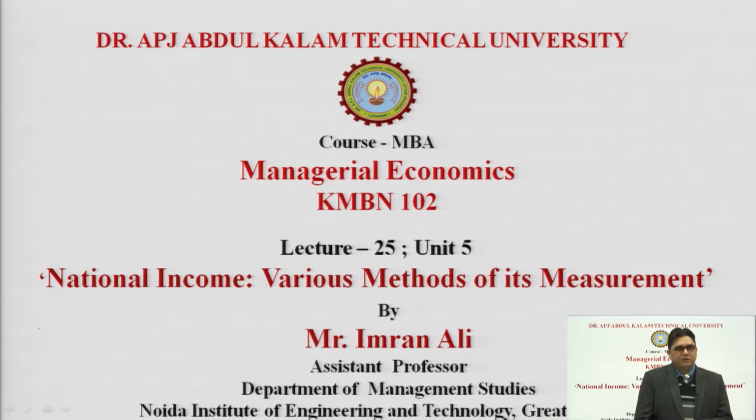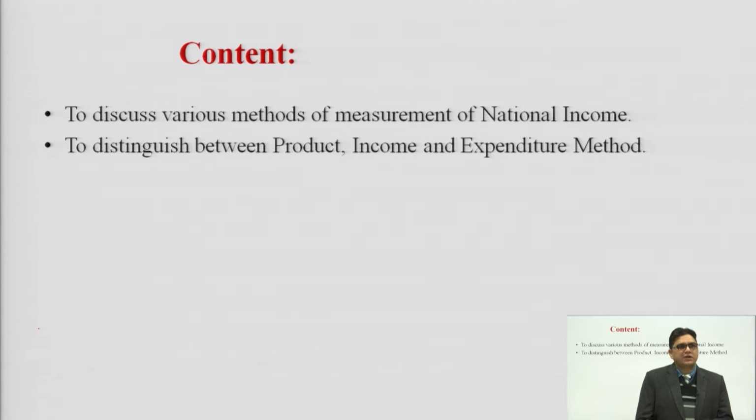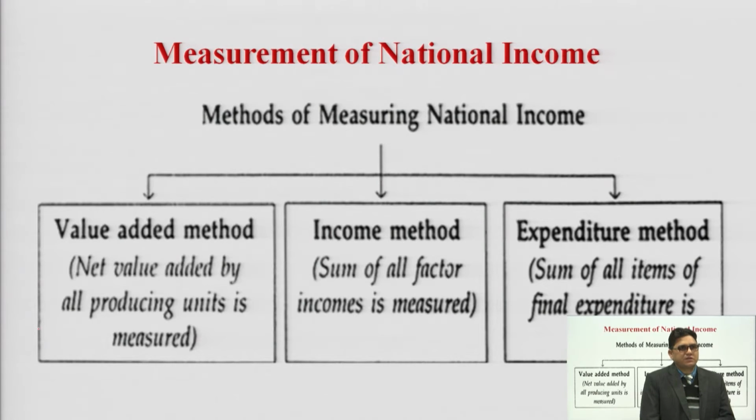Today, we are going to discuss the measurement of national income and the different methods to calculate it. Broadly, there are three methods to calculate national income. First is the product method, broadly called the value added method. Next is the income method, and next is the expenditure method.